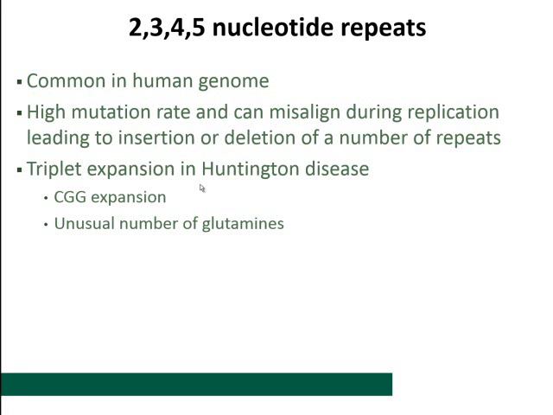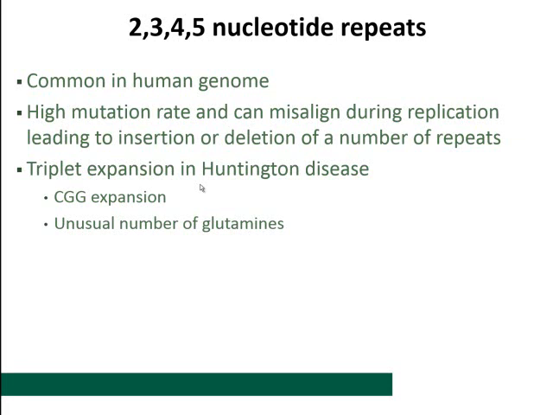There are 2, 3, 4, and 5 nucleotide repeats in the DNA that can also cause alterations. This is common in the human genome. When you have a region with a lot of repeats, this leads to a high mutation rate, and it can misalign during replication, leading to insertions and deletions of a number of repeats. An example of this is the triplet expansion in Huntington disease.